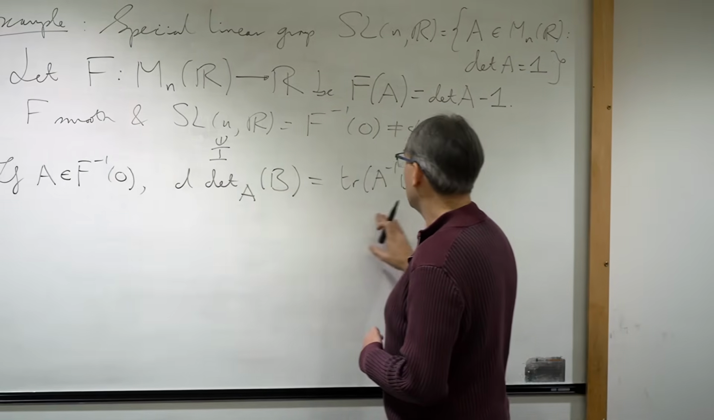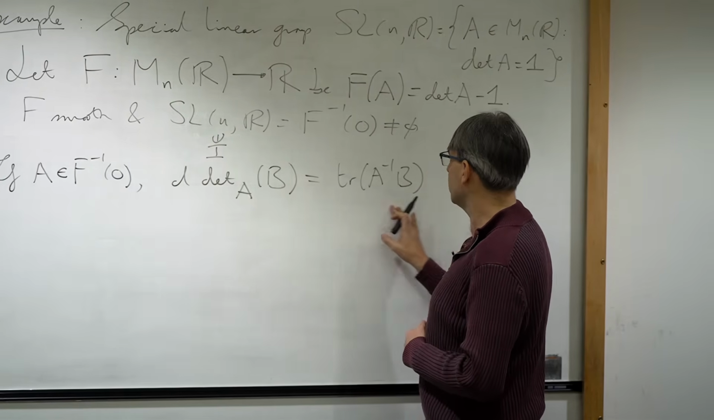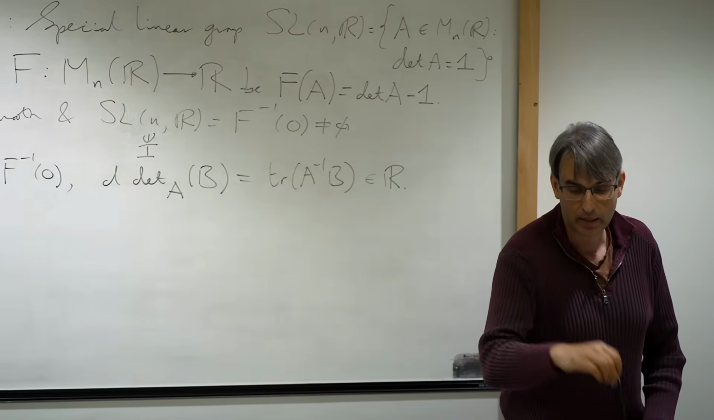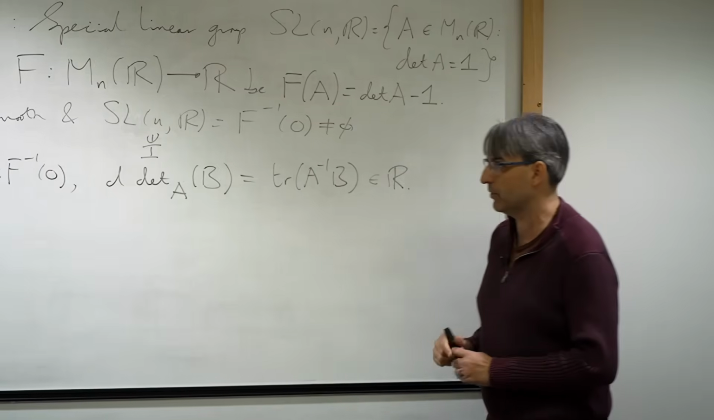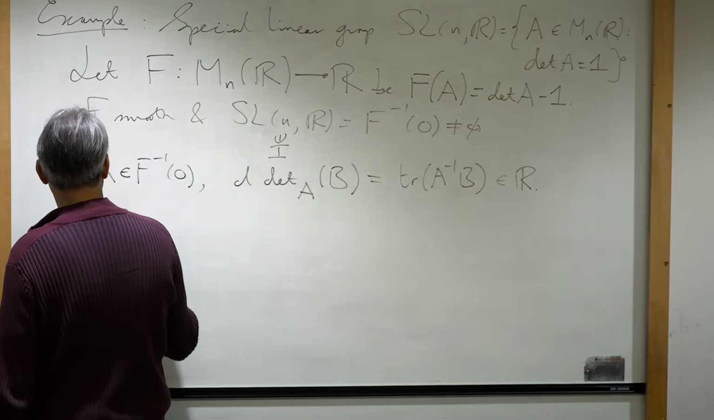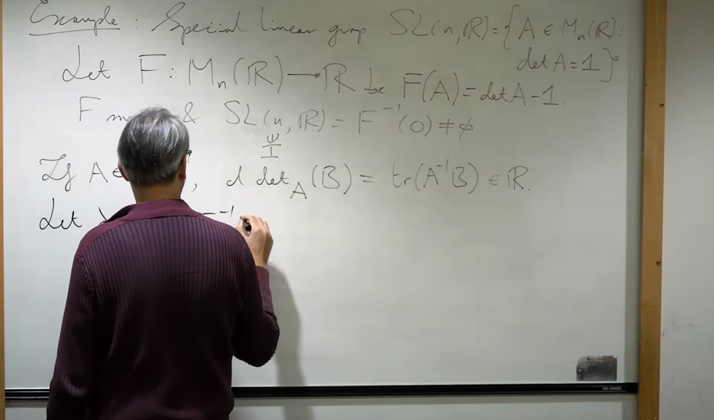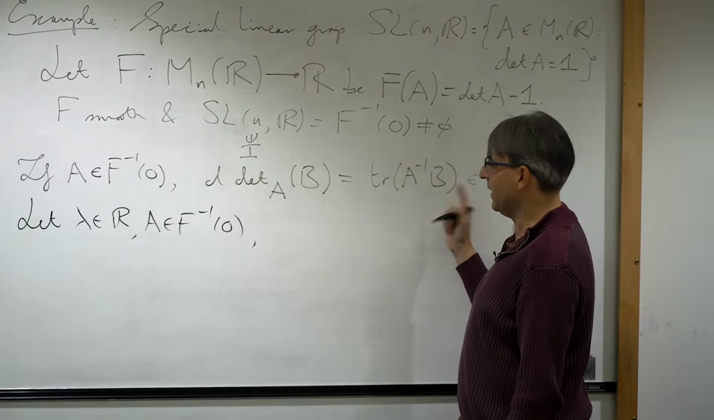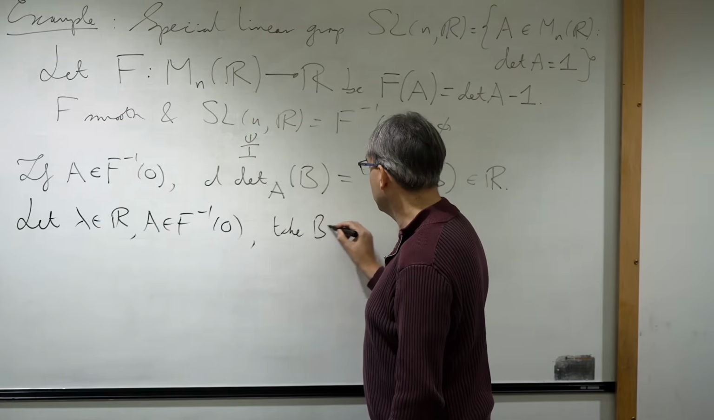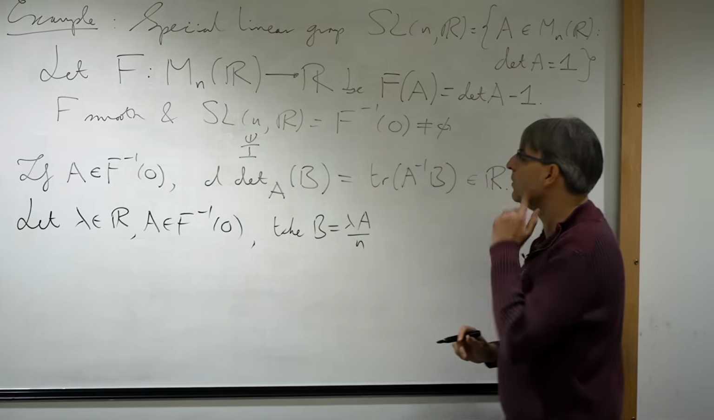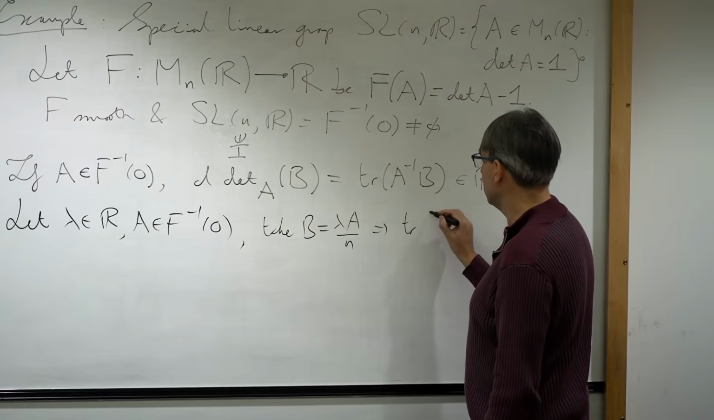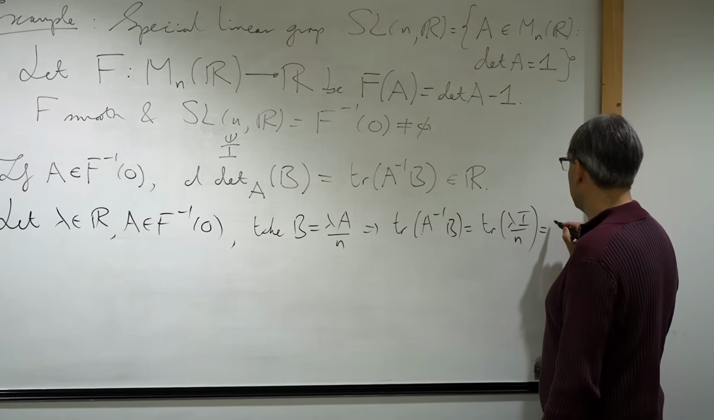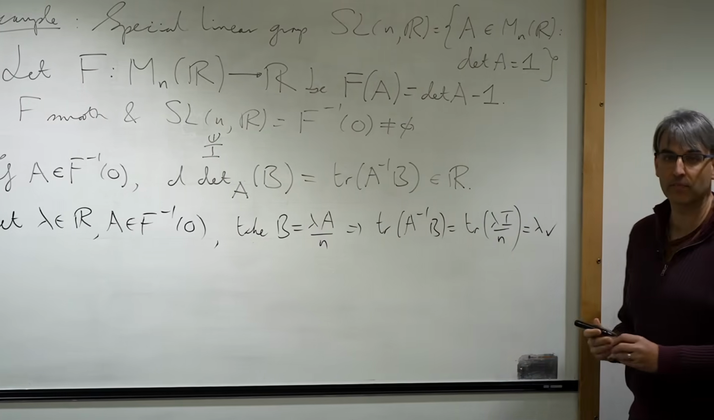So that's a nice map. This thing is going from MNR to R, so this is just some real number. And what I want to prove is that this is surjective. So I want to prove that given any real number, and given any A in F inverse of 0, I can find a B so that I get that real number. So let lambda be in R, and A be in F inverse of 0. Now I want to find something such that when I take the trace of A inverse B, I get lambda. So I'm going to take B to be lambda A over n. What this will imply is that the trace of A inverse B is going to be the trace of lambda times the identity over n, which is then lambda. Good. So therefore it's surjective.